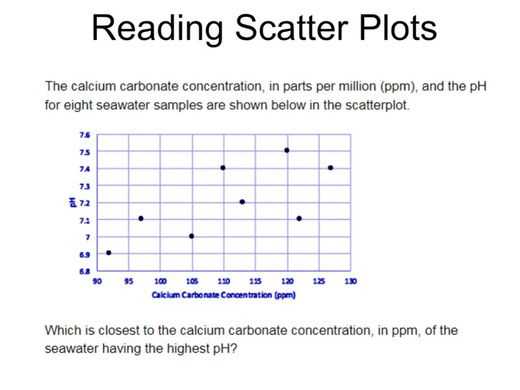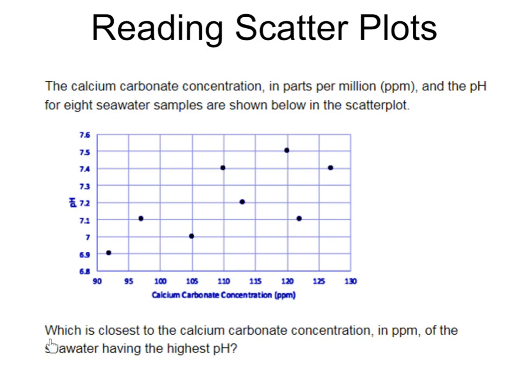So let's take a look at this scatter plot. The calcium carbonate concentration in parts per million and the pH for 8 seawater samples are shown below in the scatter plot. We can see the calcium carbonate concentration on the x-axis and the pH over here on the y.